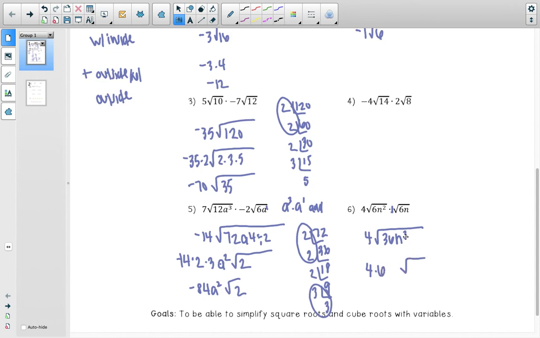And then we have to ask ourselves, how many pairs can we make? We can only make 1 pair, and you have 1 left over. So it'd be n to the 1st power on the inside. So you have 24n square root of n.